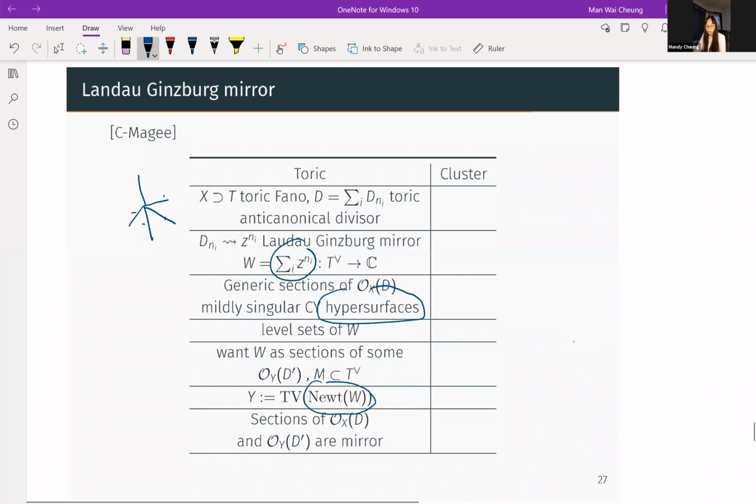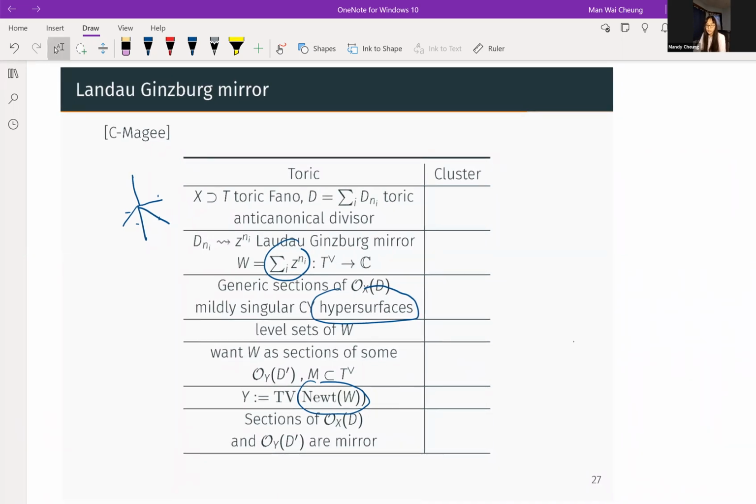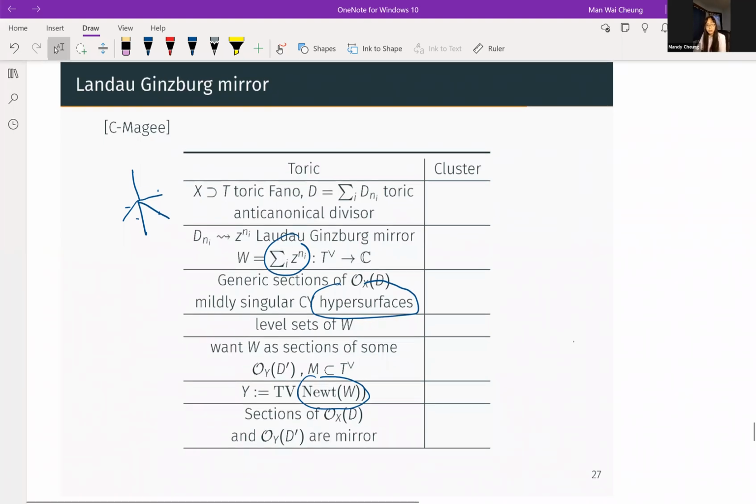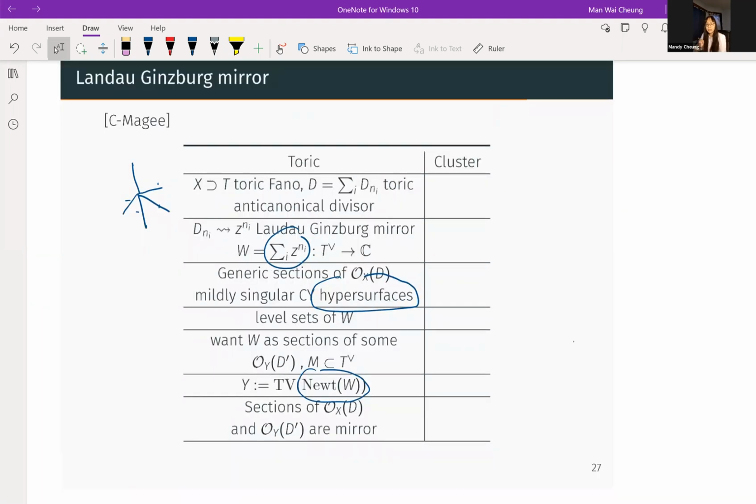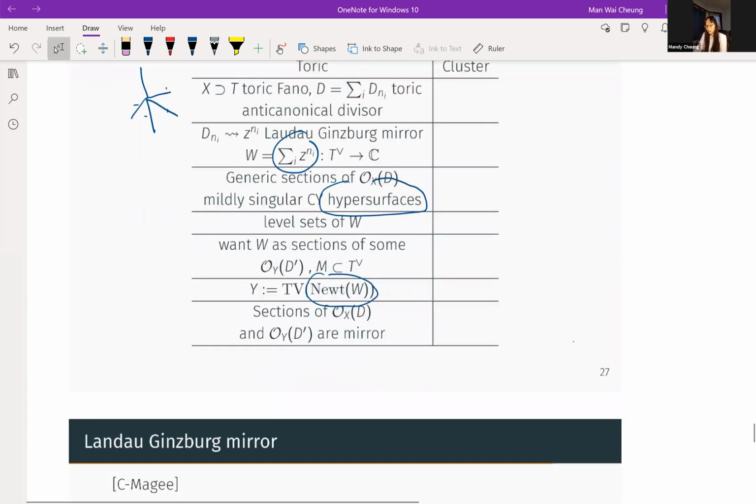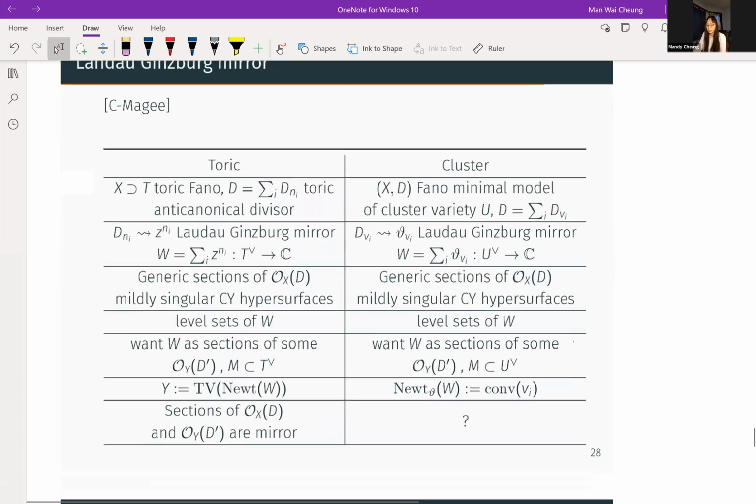And then in the toric case, the sections of the two spaces of those hypersurfaces are mirrored to each other. And so now we switch to the Cluster world. If you remember the table I drew in previous slides, a fan to us now is a scattering diagram. So now we have a log Calabi-Yau minimal model, and then we have this anti-canonical divisor, which here corresponds to our dimension 1 cone in the scattering diagram.